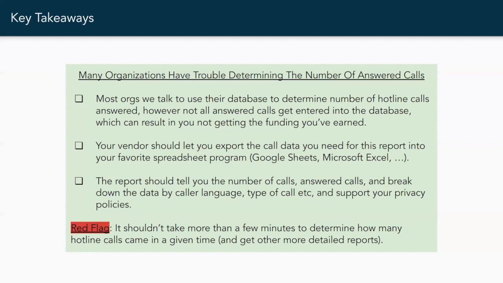So think of how it might change your grant applications if you could report that you've done twice as much. Your vendor should let you export the call data that you need to get this report into your favorite spreadsheet program, Google Sheets, Excel, and so forth. The report should tell you the number of calls that came in, the number of answered calls, and break everything down by caller language, type of call, all sorts of stuff. And again, these are not reports that are going to contain a ton of sensitive information.